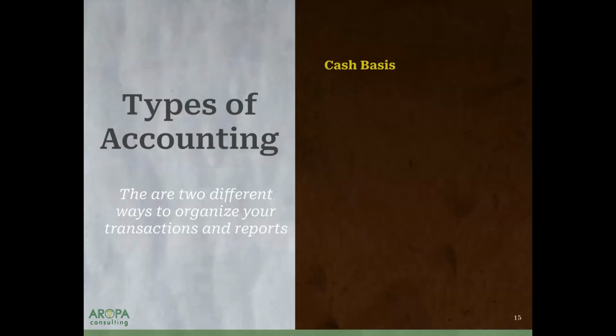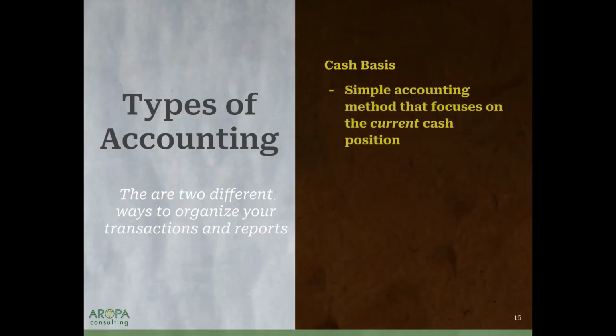And so that means I think about the money that is in my bank account right now. What do I have in my bank account right now? That is what I consider my overall cash position. It's a very simple accounting method, like I said, that focuses on current cash. So if, for example, somebody promises to pay me in a month, from a cash basis, I don't consider that or even think about it until I receive the cash.